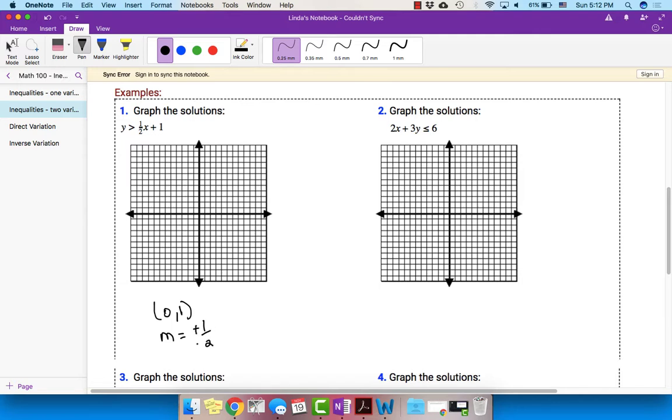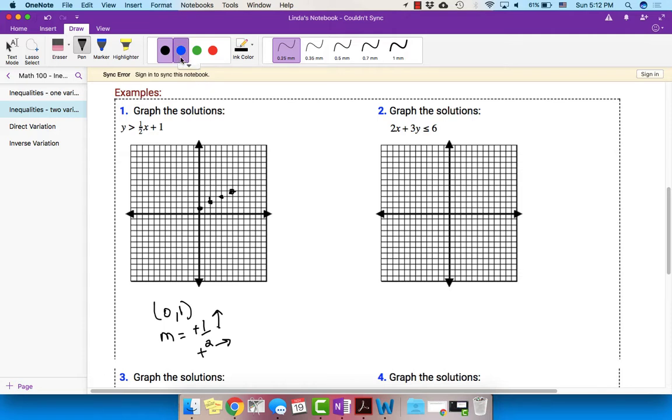1/2 means that it's positive 1 and positive 2. That means after you plot this point, you're going to go up 1 and to the right 2. So let's plot that. I have the point right here, 0, 1. I'm going to go up 1 to the right 2, up 1 to the right 2.